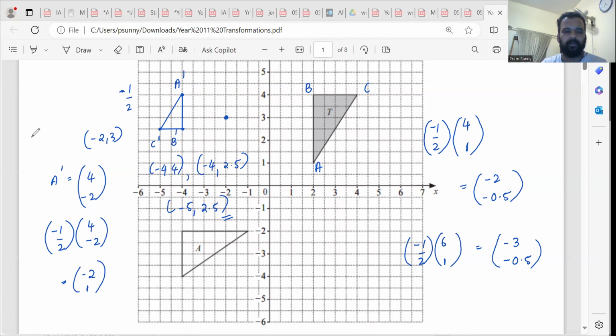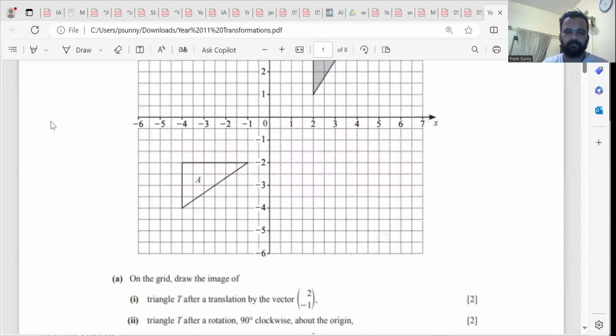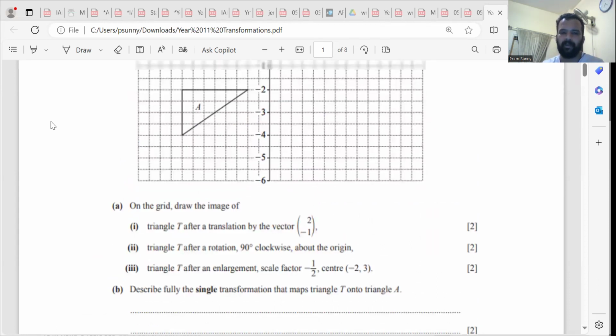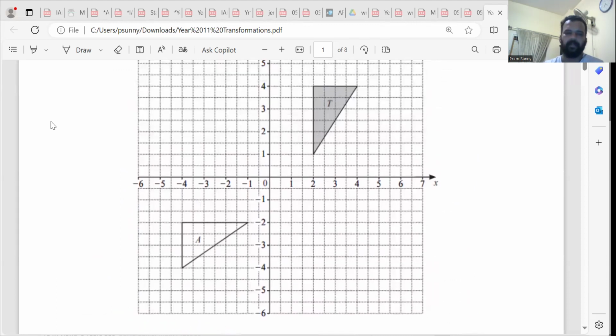Now let's see question number 2 from transformation. Last one: describe fully the single transformation that maps triangle T onto triangle A. So here this is not an enlargement, not a translation, so it can be either rotation or reflection. First let me check whether it is reflection. If I count the corresponding points, A, B, C, the corresponding points will be A dash, B dash, C dash. So from A dash to A, diagonally 1, 2, 3, 4, 5, 6. So the midpoint is 1, 2, 3. This is the midpoint here.